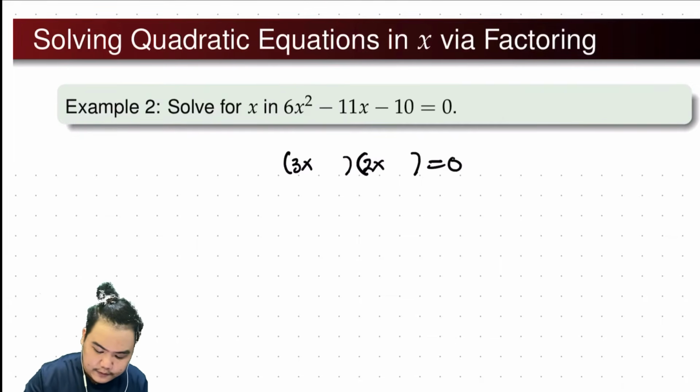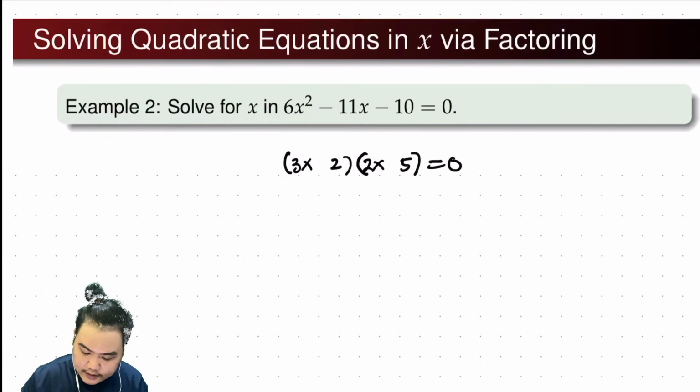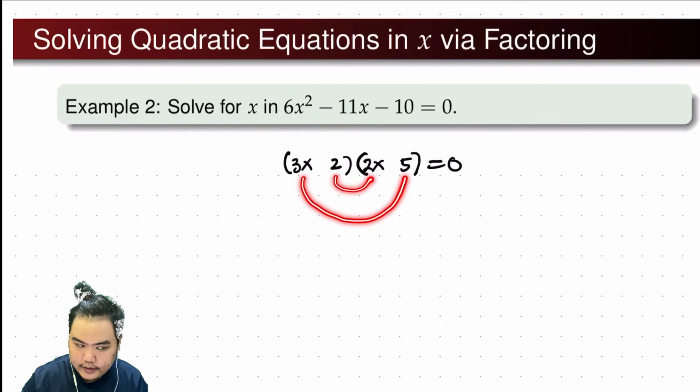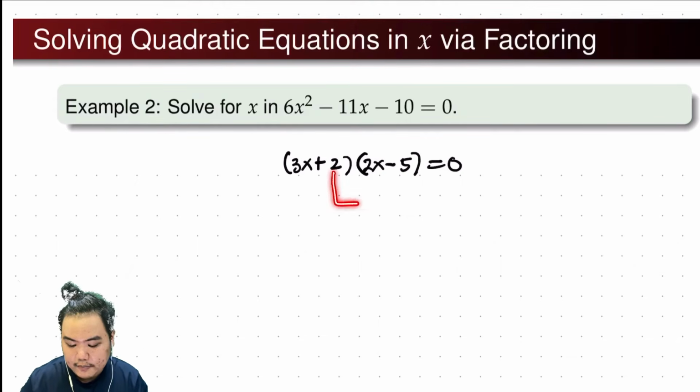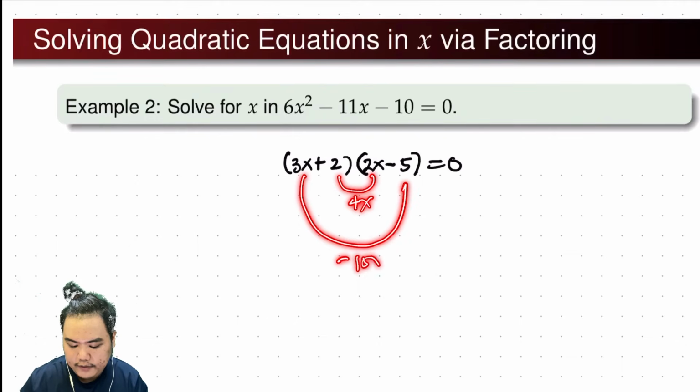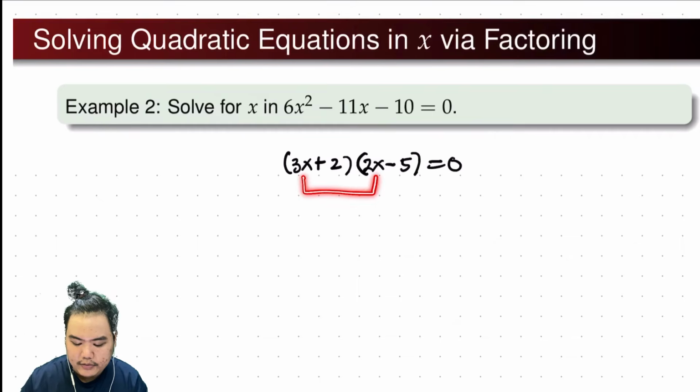Paano ba 'to? Try nga natin 5, 2. Anong lalabas? 4 at saka 15. Okay? Pag minus mo, negative 11. Okay, check natin kung tama yung sagot natin ha. Product nito is negative 10, 4x, negative 15x. The sum is negative 11, correct? 3x times 2x, 6x squared.